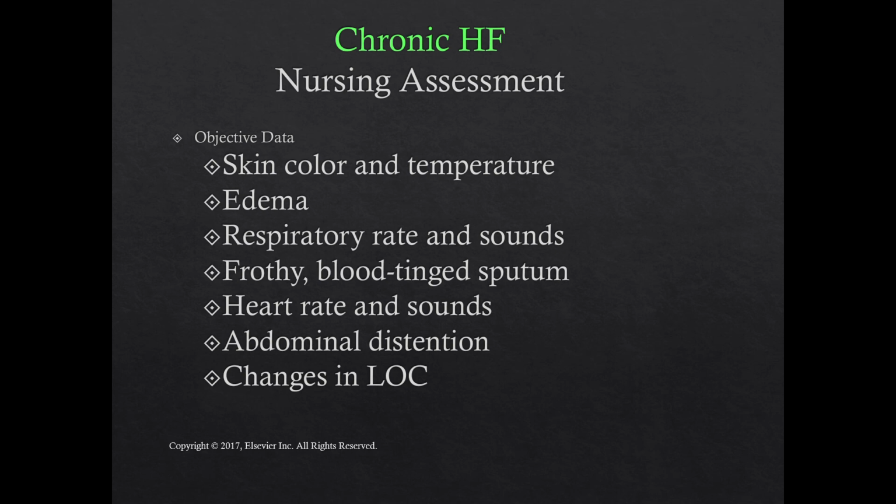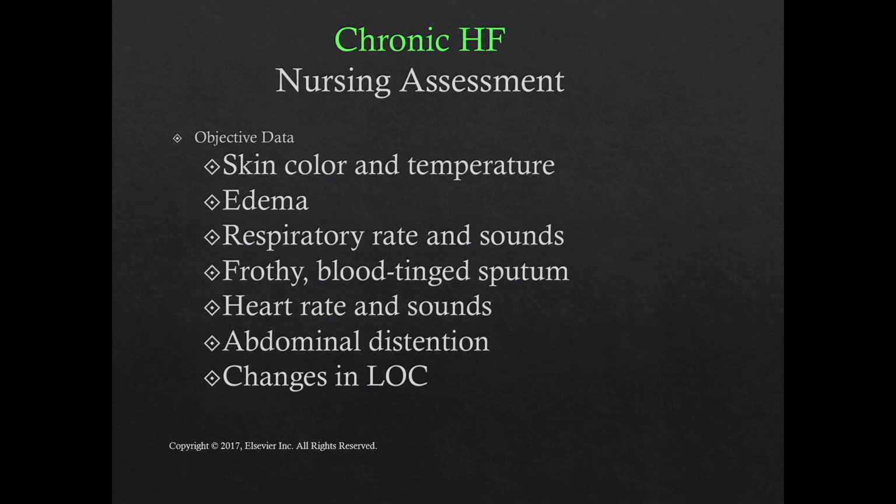Again, integumentary: whether they're cool, clammy, diaphoretic, with cyanosis or pallor, or if they're warm, that could indicate right-sided heart issues. Respiratory system, when you go down it, just think tachypnea, crackles, rhonchi, wheezes, frothy, blood-tinged sputum, things like that. Cardiovascular, make sure they have the typical S1, S2. You don't want them tachycardic too long. You don't want them to have S3, S4. Monitor for murmurs.